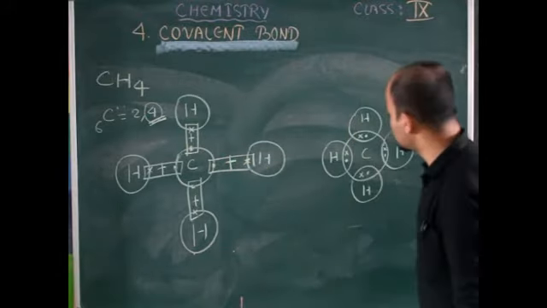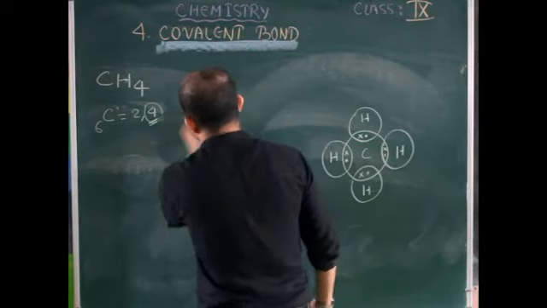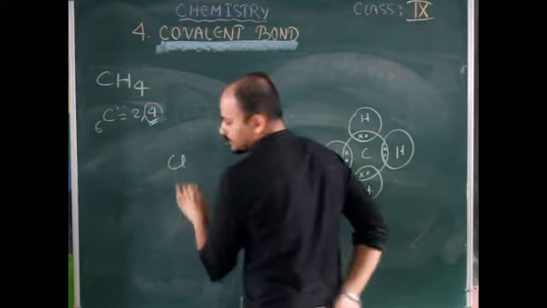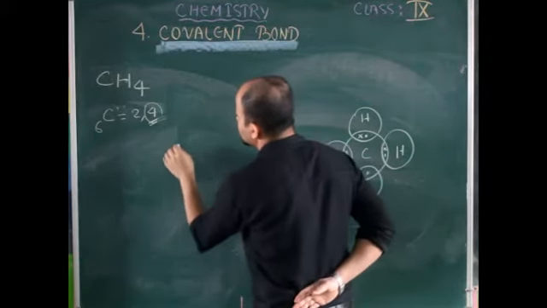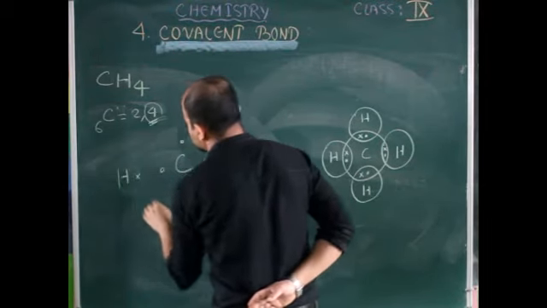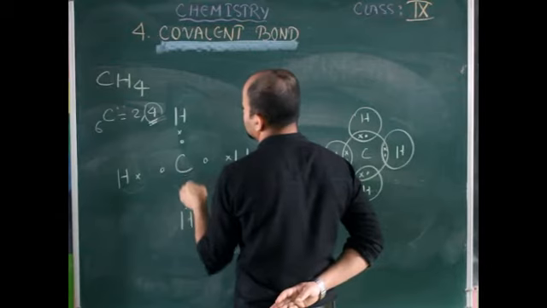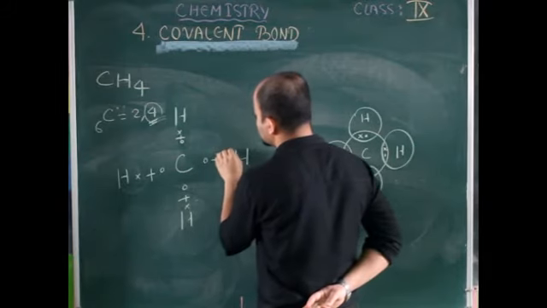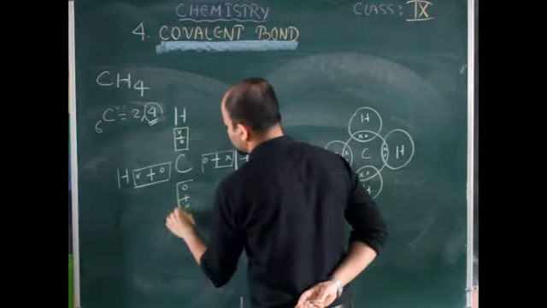Now let me draw the electron dot structure. For the electron dot structure, as I told you, you need to consider only the valence electrons. Carbon has how many electrons in the valence shell? 4. 1, 2, 3, 4. Hydrogen has 1 electron in the valence shell. Now these come together to form a covalent bond, that is, mutual sharing of electrons takes place. These electrons are shared between hydrogen and carbon.